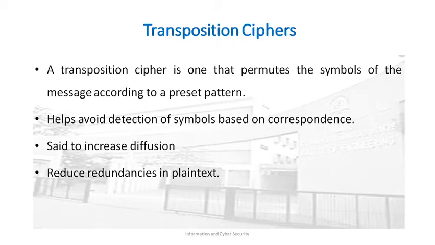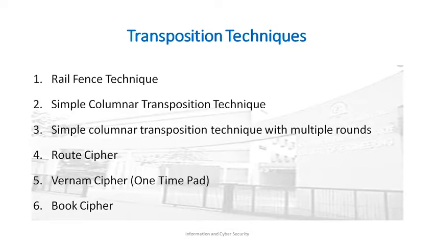In this video, we are going to learn about transposition cipher. A transposition cipher is one that permutes the symbols of the message according to a preset pattern. It helps to avoid the detection of symbols based on correspondence. It also increases the diffusion in the plain text while converting it into the cipher text. It also reduces the redundancy occurring in the plain text.